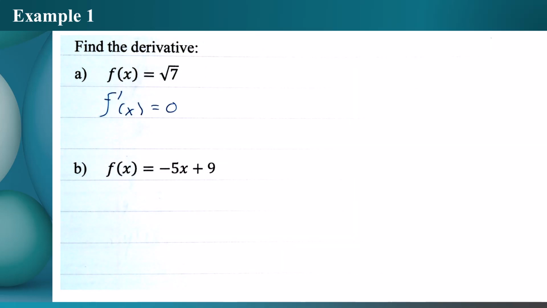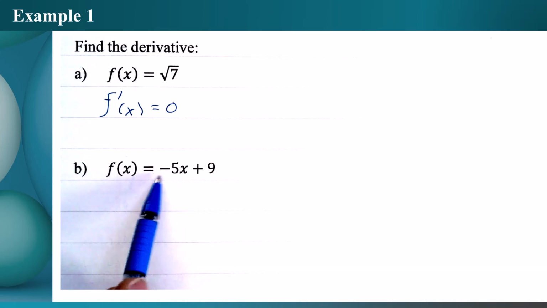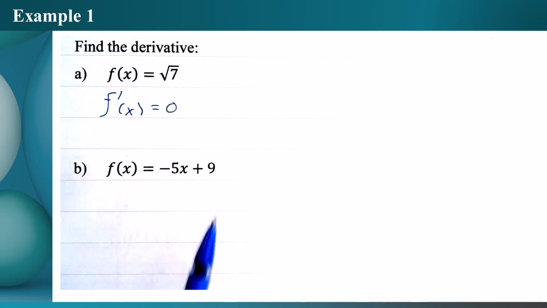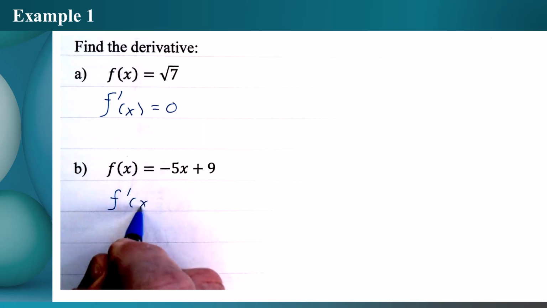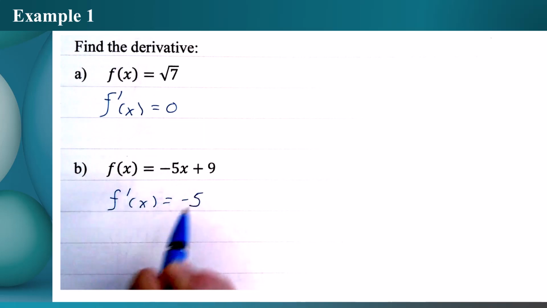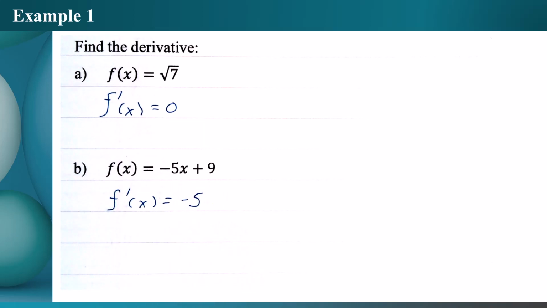In part B, we have f of x equals negative 5x plus 9. Now the linearization rule tells us that when we have multiple terms, we just address them one at a time. In the first term, we have negative 5 times x. Using the linear function rule, we know the derivative here would be just negative 5. And 9 is just a constant. So we have f prime of x equals negative 5. That's the derivative from the first term. And from the second term, we get 0.